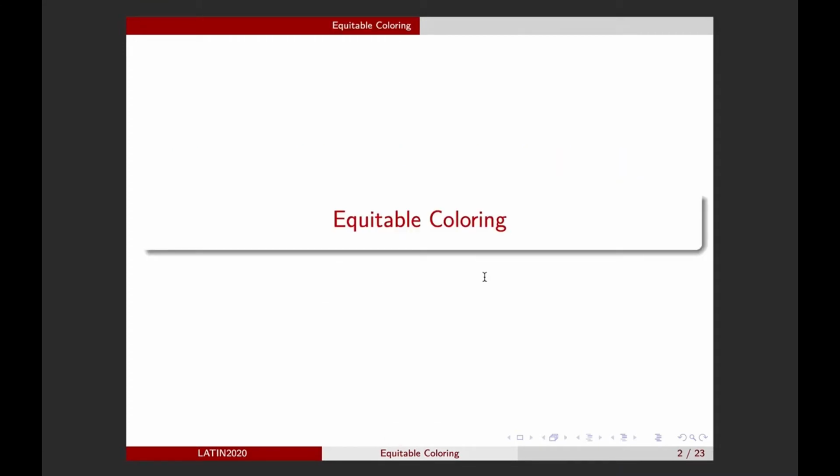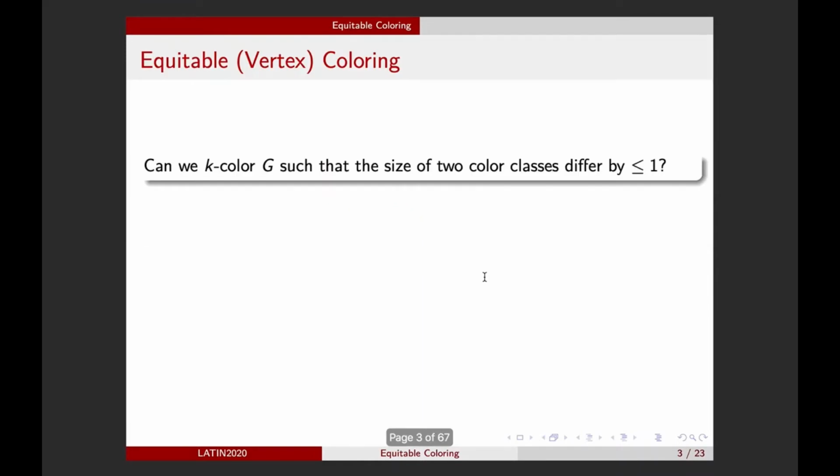First things first, we're going to talk a lot in the next 20 minutes about equitable coloring. And what is equitable coloring? Well, it's just a k-coloring of the vertices of a graph such that the sizes of two color classes differ by at most one.